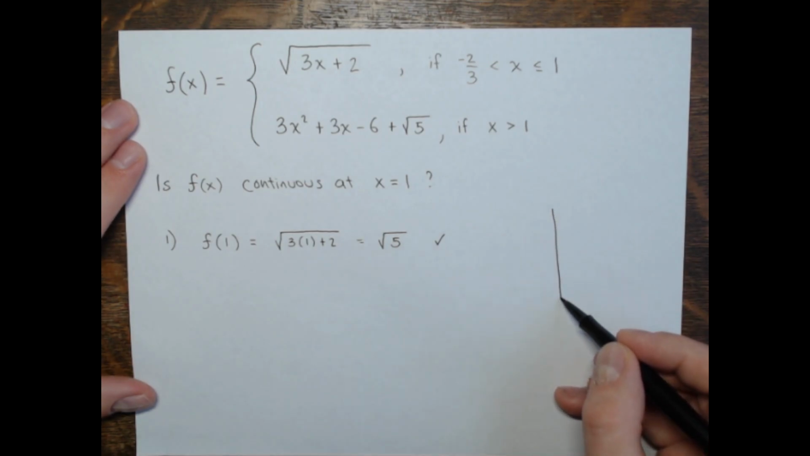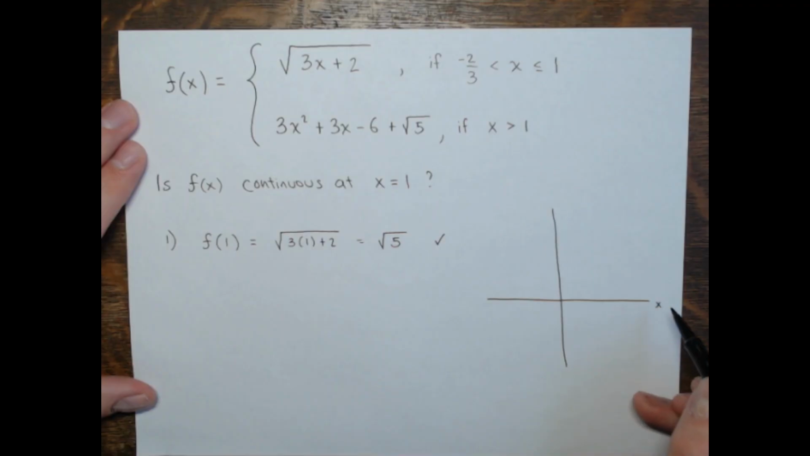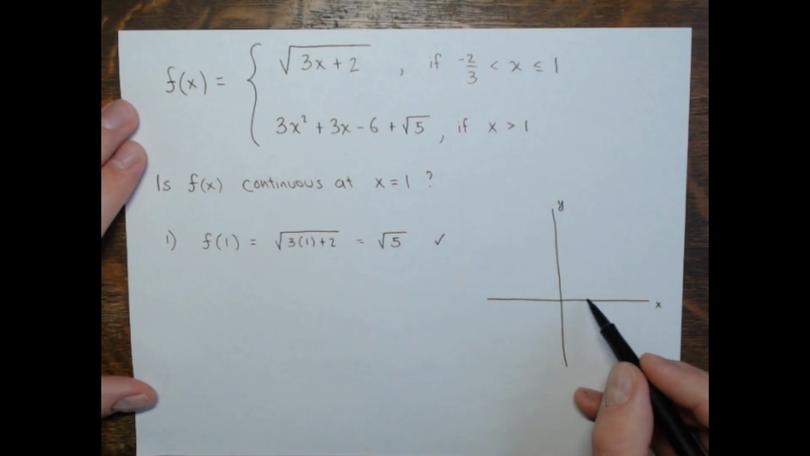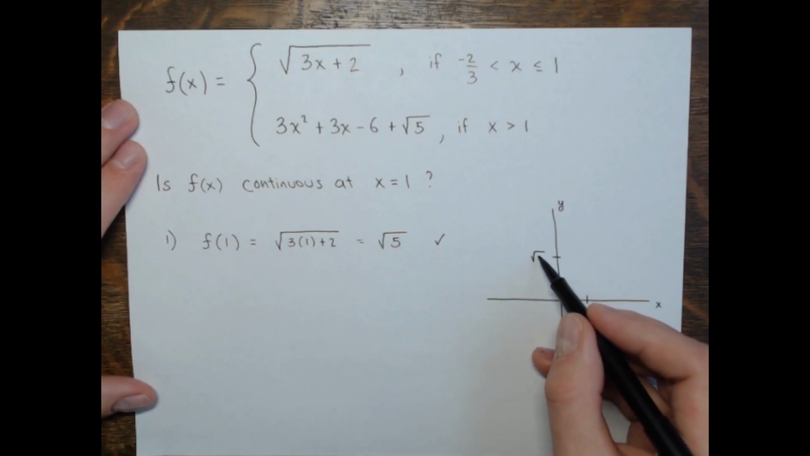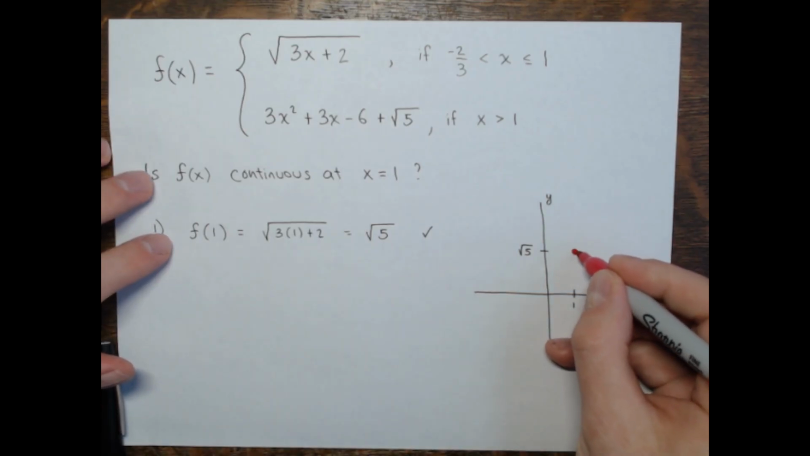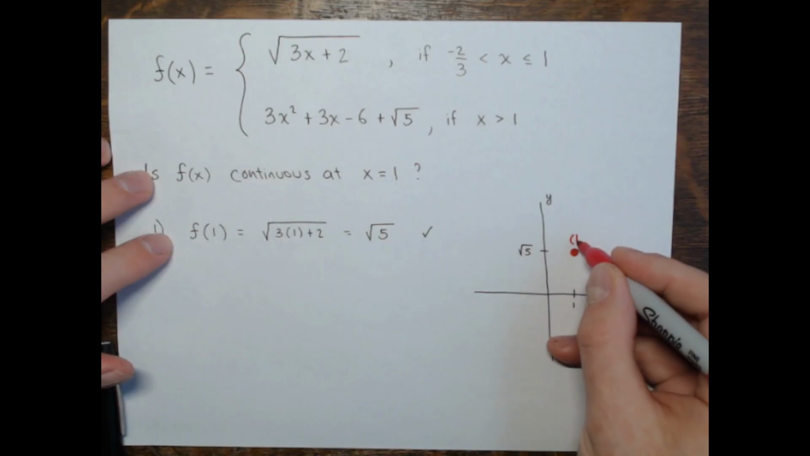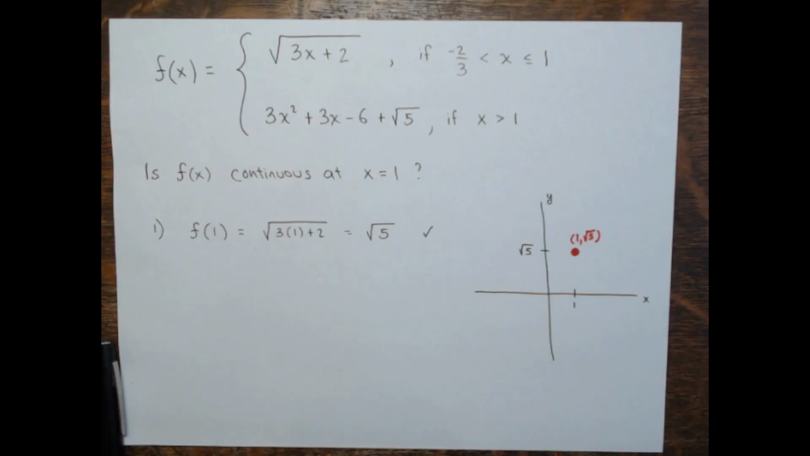If I were to look at a graph, and I'll go to desmos.com in a minute, you can take a look at this. When x is 1, the output is positive square root of 5. So this location is on the graph of this function. Solid point.